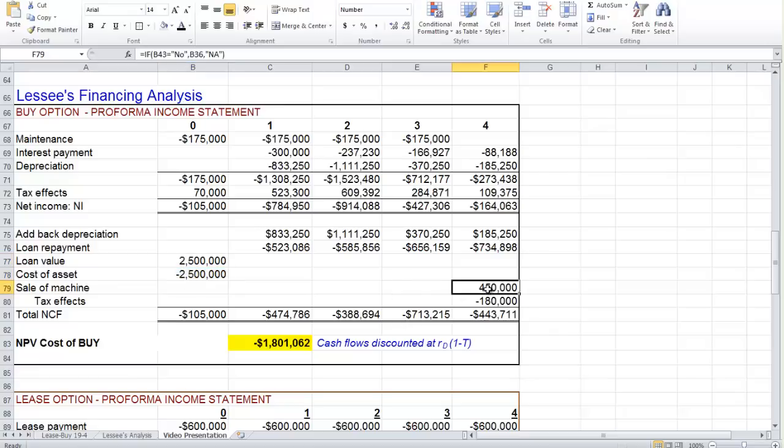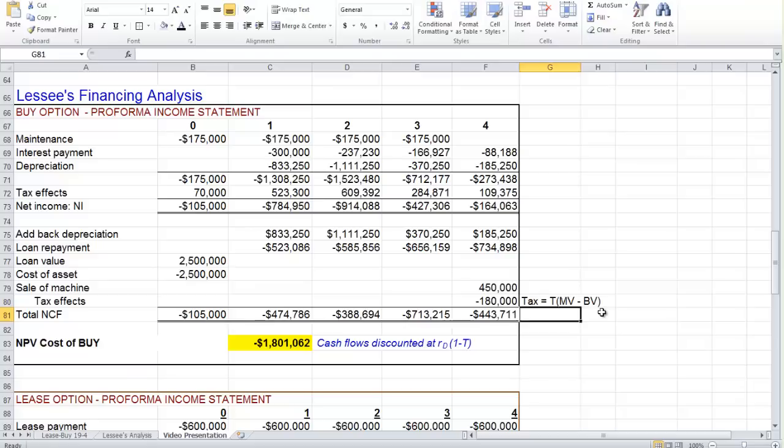At the end of 4 years, you're going to sell the equipment, because you only plan to use it for 4 years. If you sell it, the question is, would you have to pay taxes? And the answer is yes. You'll pay tax of $180,000. How would we figure that out? Keep in mind that your tax payment is equal to the tax rate multiplied by the market value of the equipment minus the book value.